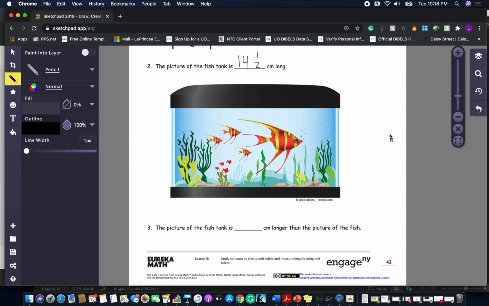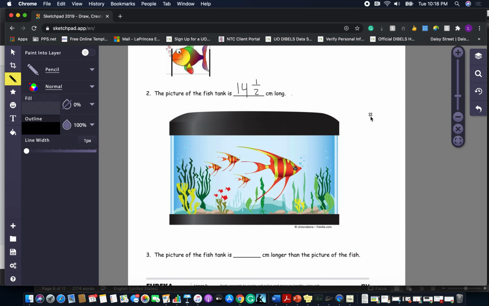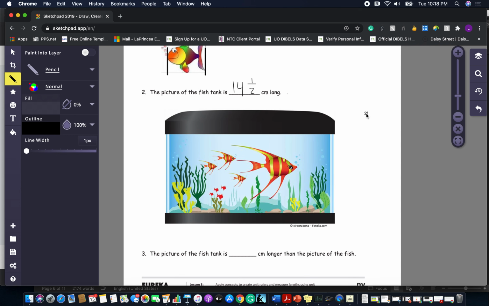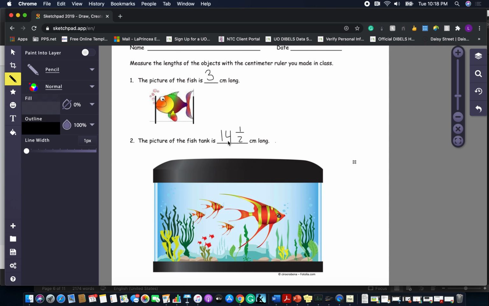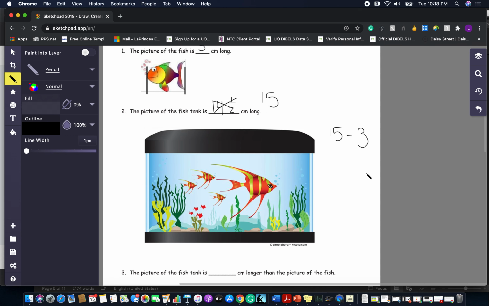All right, so the picture of the fish tank is blank centimeters longer than the picture of the fish. So in order to find the difference of this, I need to go 14 and 1/2 minus 3. But I am actually going to round up and change this to 15. So to find the difference, I'm going to go 15 minus 3 to find the difference between the fish and the actual tank.